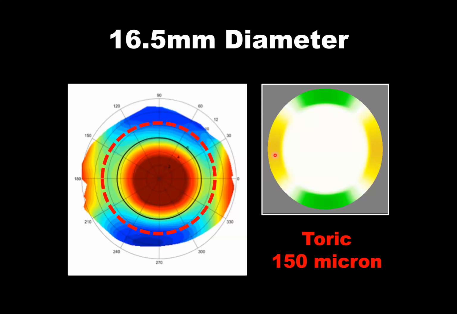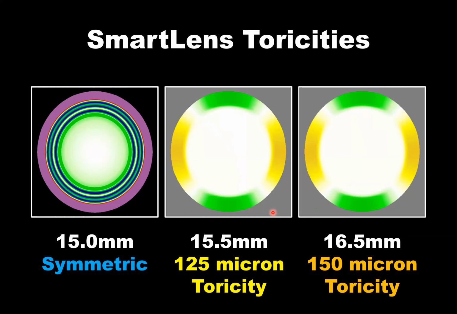Now, when we use the 16.5 diameter lens for our more advanced cases and our larger corneas, then we're dealing with a lens that's landing much farther out on the scleral surface, landing on eye shape that becomes far more asymmetric, so we are more likely to need a toric landing. So your 15.0 lenses are symmetric in landing. Your 15.5 lenses are slightly toric, 125 microns of toricity in the landing. Your 16.5 diameter lenses have 150 microns of toricity in the landing.